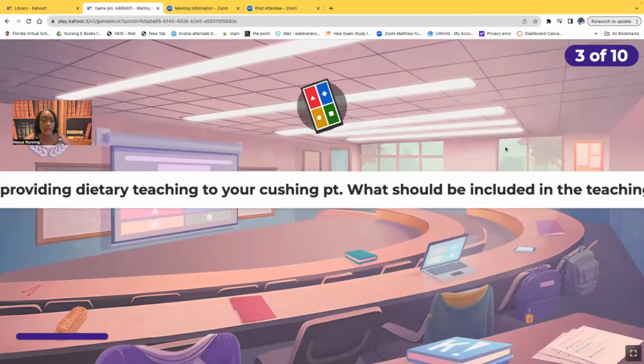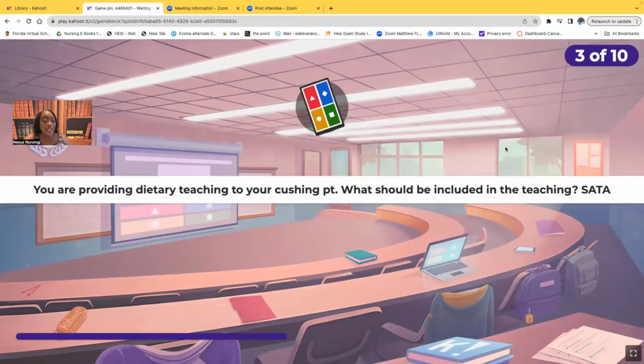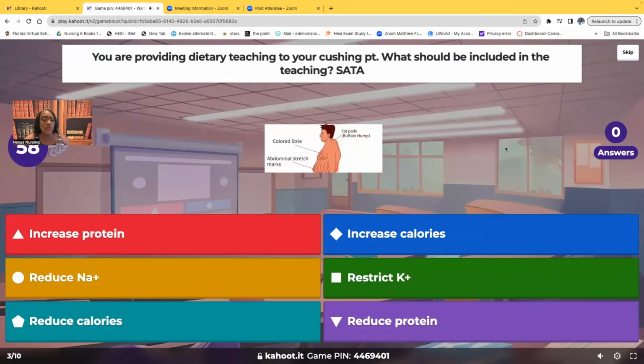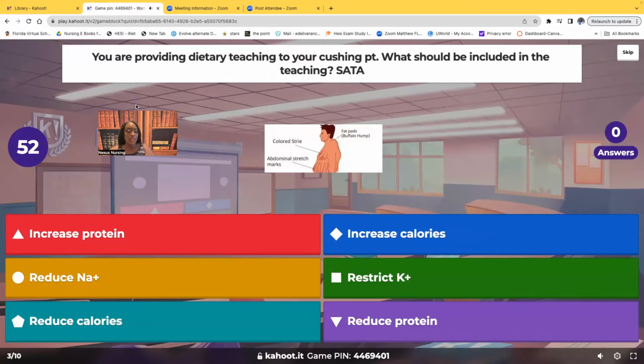Select all that applies. You're providing dietary teaching to your patient with Cushing's. What should be included in the teaching? Select all that applies. Here's your choices. Are you going to teach them to increase protein? Are you going to teach them to increase calories? Are you going to teach them to reduce sodium?